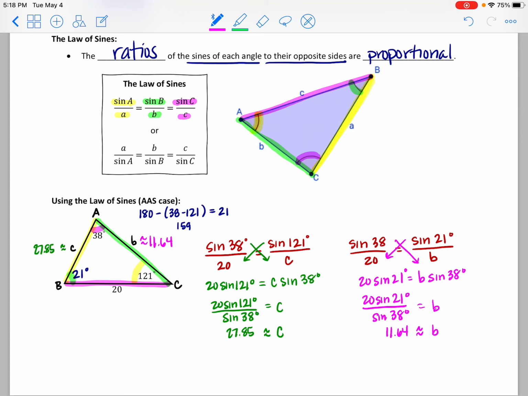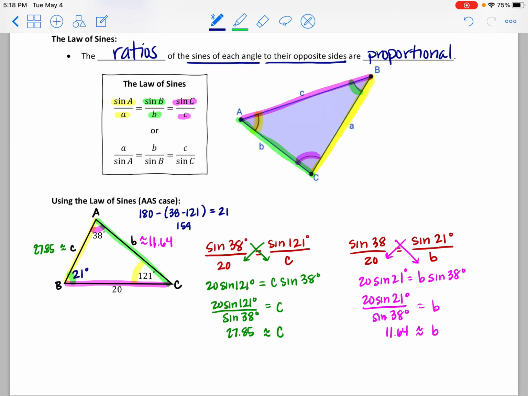Our triangle is solved. Okay, we've got all three side lengths, all three angles. Boom. No big deal. Again, a pretty straightforward application of our law of sines. Just writing proportions. The sine of an angle over its opposite side. All of those fractions, all of those ratios are proportional. They have to be equal. Okay? So there's one. Let's look at the next case.